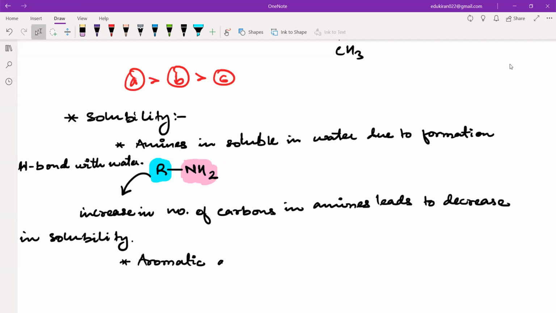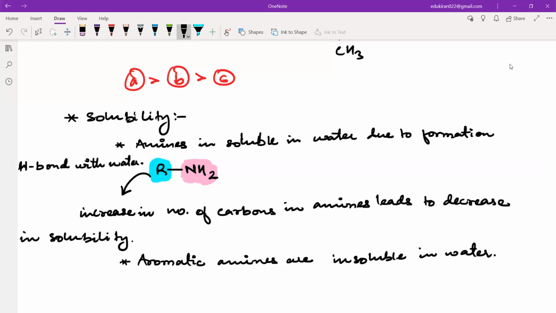Aromatic amines are insoluble in water. Why? Because aromatic amines have 6 carbon atoms attached to the NH2 group. That is why they are insoluble: a very large hydrophobic part.